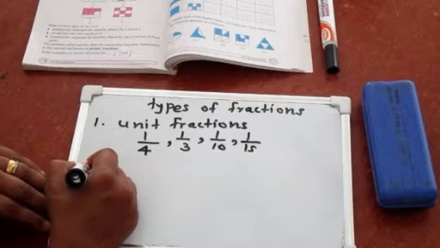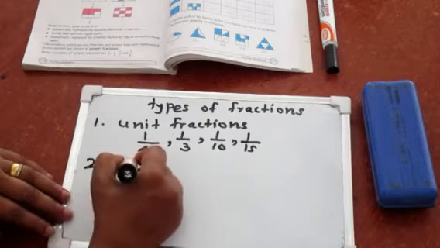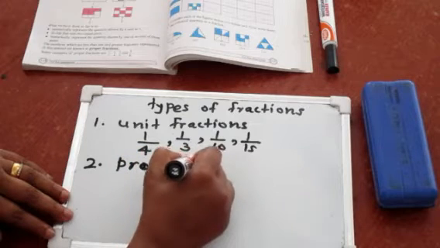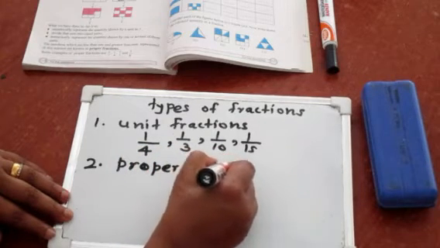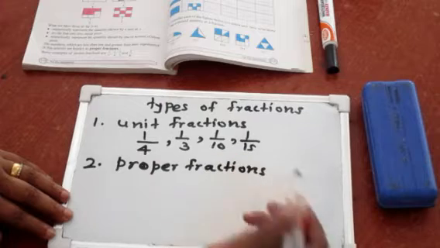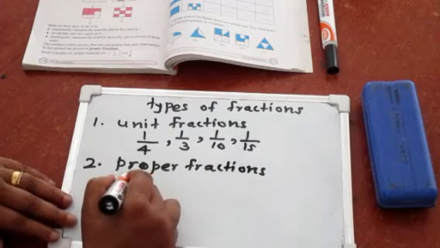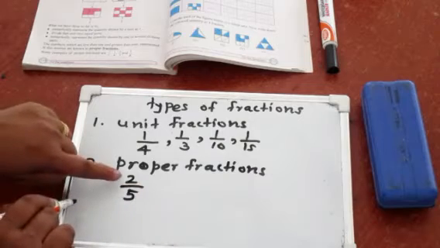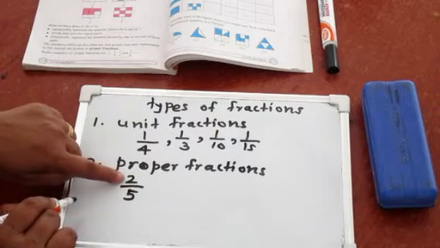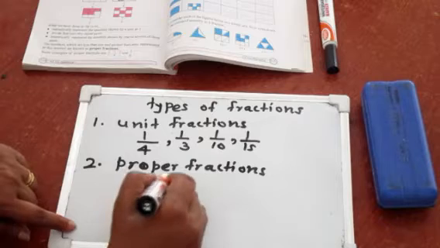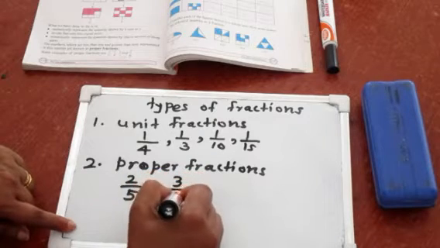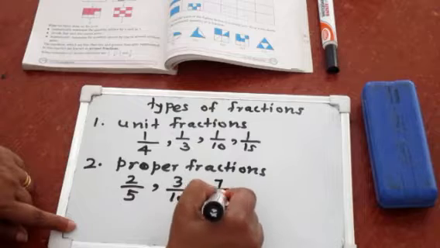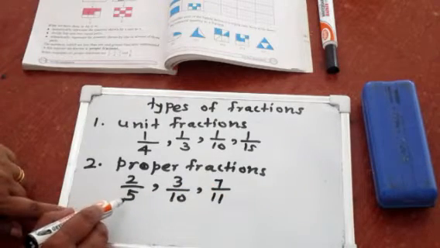Now the second type is proper fractions. Now the special property of proper fractions: the numerator is always less than the denominator. Now see this fraction, 2/5. Numerator is less than the denominator. Now we can write 3/10, 7/11. Always the numerator is less than the denominator.